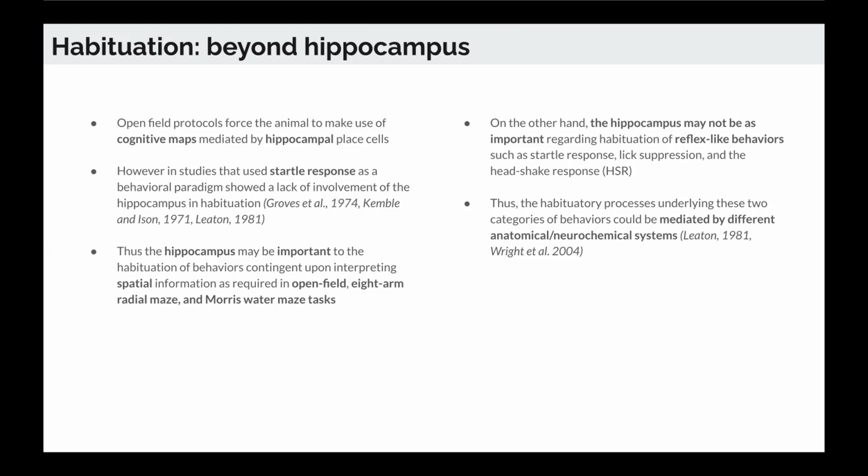So it's other mechanisms. We can see that the hippocampus may be important in spatial tasks like open field, 8-arm maze, Morris water maze. And we will discuss those paradigms when we discuss spatial memory. We will have it later in the course. But the hippocampus is not really involved when we use reflex-like behaviors like startle response, lick suppression, or head shake response. Head shake response we will discuss soon. Yeah, so different approaches, different mechanisms, different pathways.